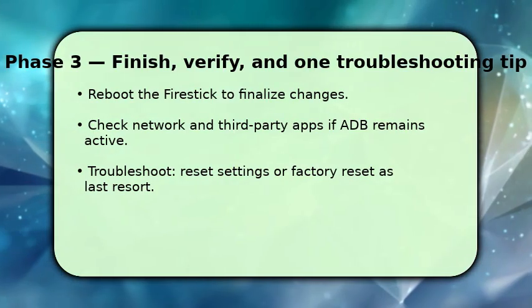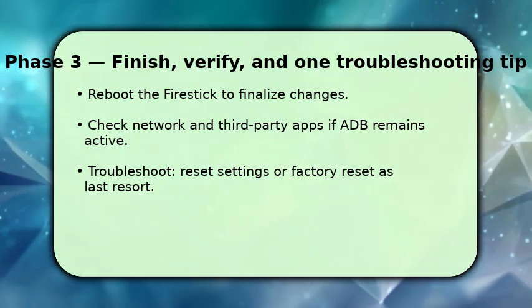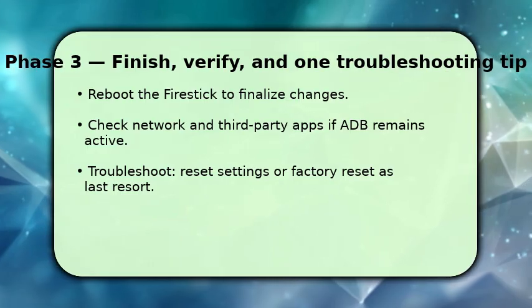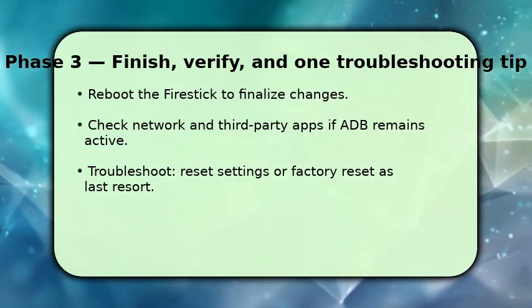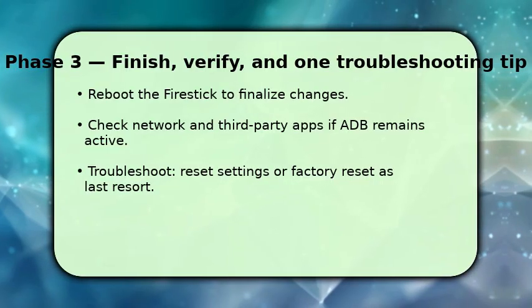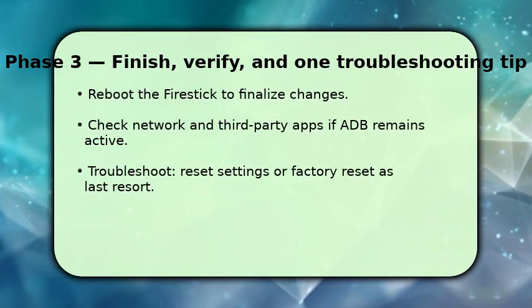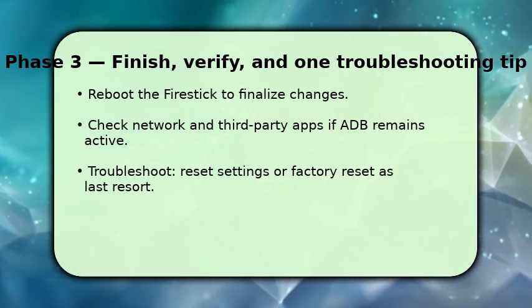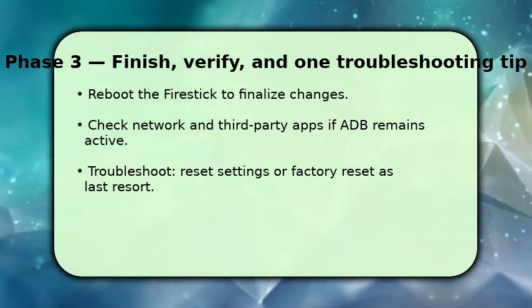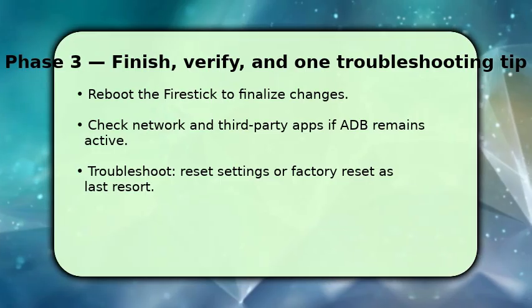Finish by rebooting the Fire TV stick so the change takes full effect. Go to Settings, right arrow My Fire TV, right arrow Restart. Once restarted, verify ADB debugging remains off. If ADB still appears active, check for third-party apps that request developer access and review any device management profiles.